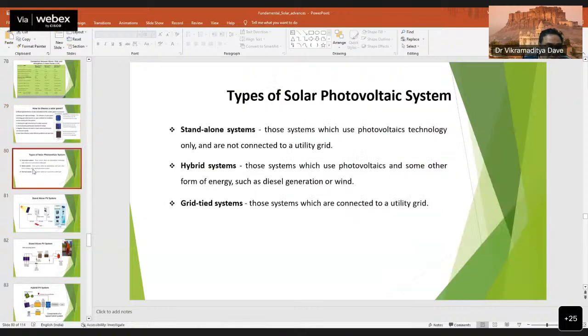Now next is the type of solar photovoltaic system. There are three types of systems being used. The first is the standalone system. In this standalone system, we can simply understand that the solar power being generated is not connected to the grid, but is used in a sole form, in the sense that the energy generated by the solar panel will be directly used. Now there is one problem: it is a very costly system.